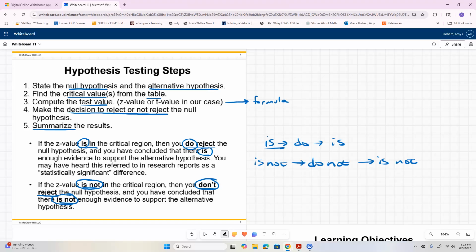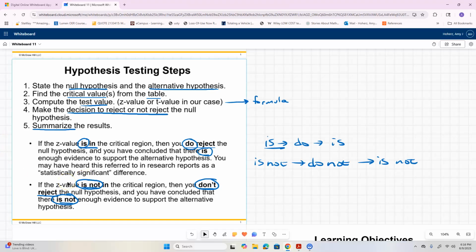If it is in the critical region or the rejection region, we do reject the null hypothesis. There is enough evidence to support the claim. If it is not in the critical region, we do not reject, and there is not enough evidence to support the claim.